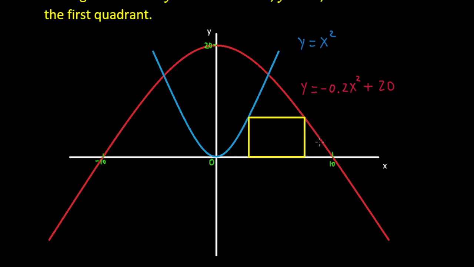Now notice that in this question, the rectangle is bounded by two curves, not just one curve. So it's more complex. So how do we approach this question here?